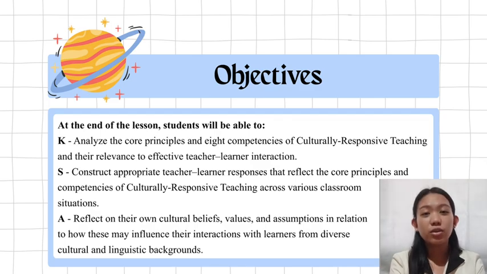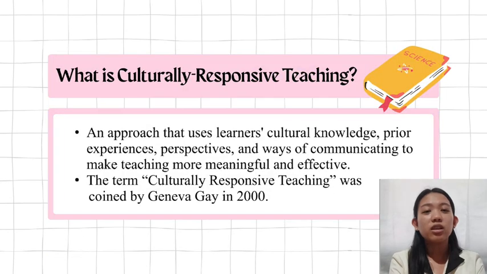Now, let us start with the first slide. What is culturally responsive teaching? Culturally responsive teaching recognizes the cultural knowledge, experiences, and perspectives and communication styles that learners bring into the classroom. So instead of assuming that everyone has the same background or learns in the same way, teachers consider these differences when planning lessons. This makes learning more meaningful and connected to students' lives.